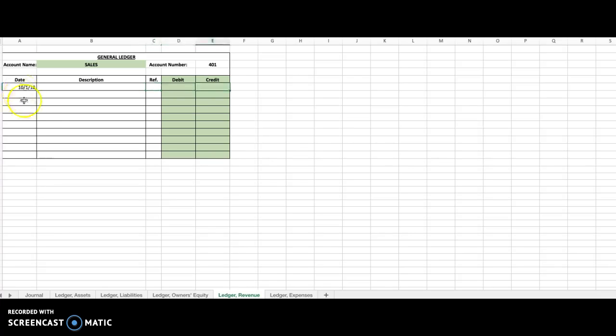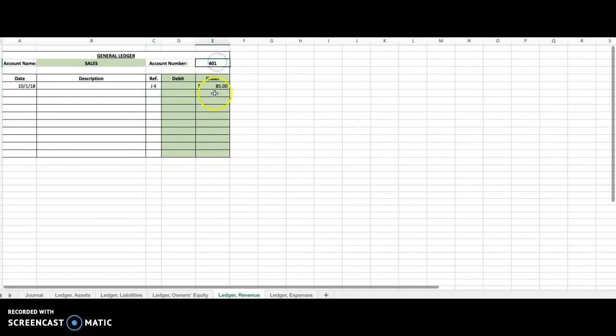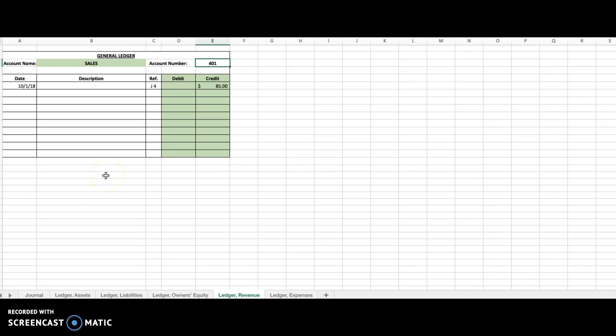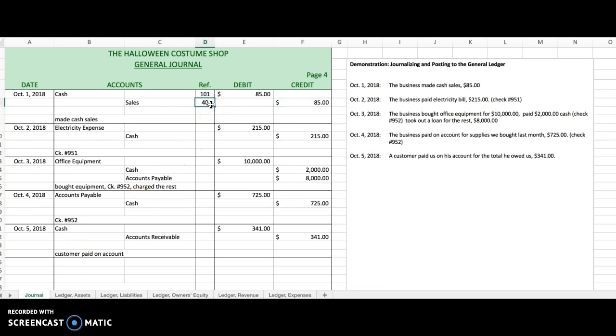But now on October 1, we made a sale, and that was $85. So that increases sales, which is credited. And again, in the reference column, J4. And this account number is 401. Sales typically begin with a 4, and the first one, in this case the only one in the revenue section, is sales, which is 401. We put 401 back into the journal. Now we have posted this transaction.